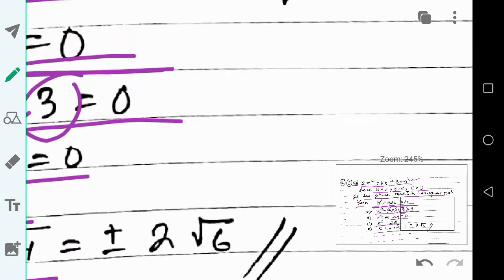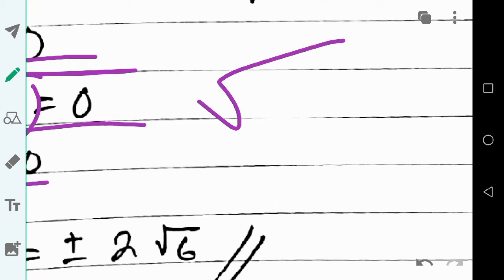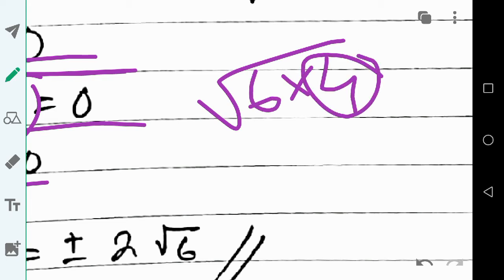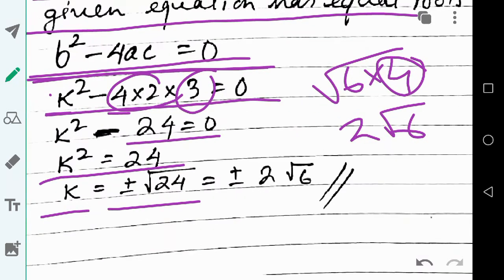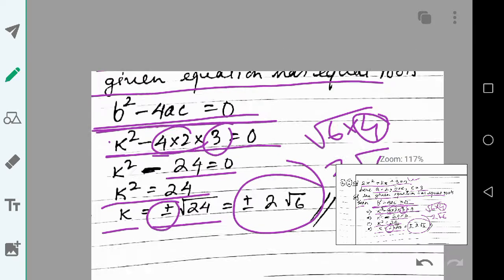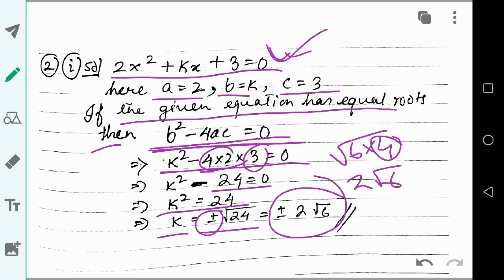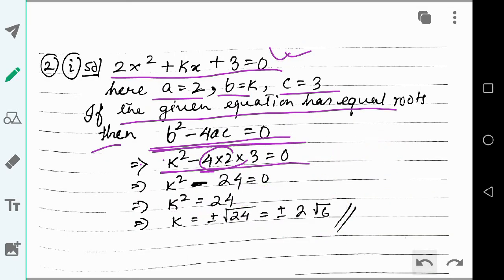Now root 24, 24 can be written as 6 times 4, and square root of 4 is 2, that's why it is 2 root 6. As there is plus minus, we have got plus minus 2 root 6. This is the value of k for which this equation will have two equal roots. Hope you have understood this. Let me show you the next one of question number 2.